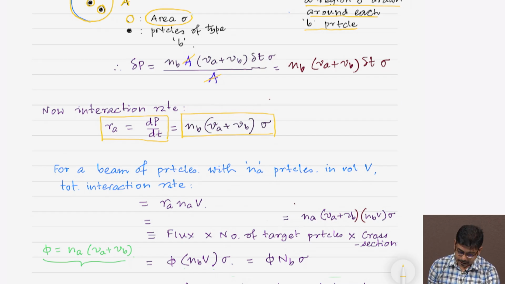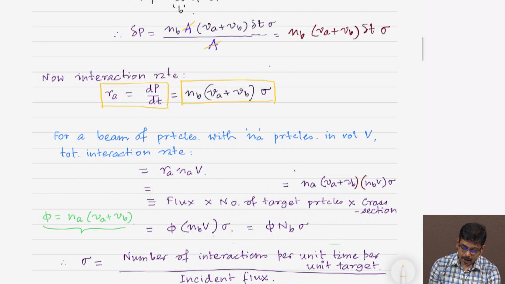Now we ask this question: for a beam of particles with N_A particles in volume V, what will be the total interaction rate? And the answer will be very simple. This will be simply given by this rate multiplied by the total number of A particles, and that will be N_A into the volume V, correct? Because N_A is the density, multiply with the volume V, that will give you the total number of A particles, multiply that by the rate that we actually defined so far.